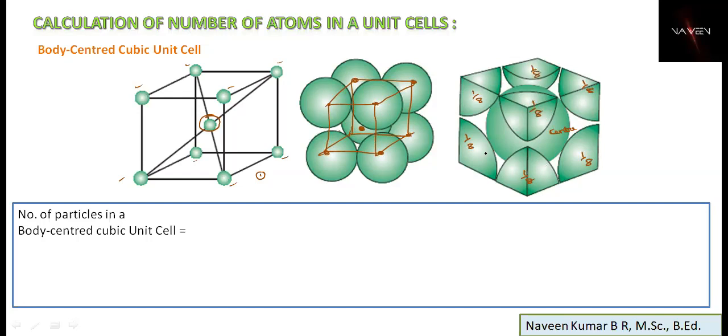So behind one more will be there. Now, if you concentrate this number of particles in a body-centered unit cell, there will be 8 corners. And what is the contribution of a corner particle? It is 1 by 8 will be the contribution factor.